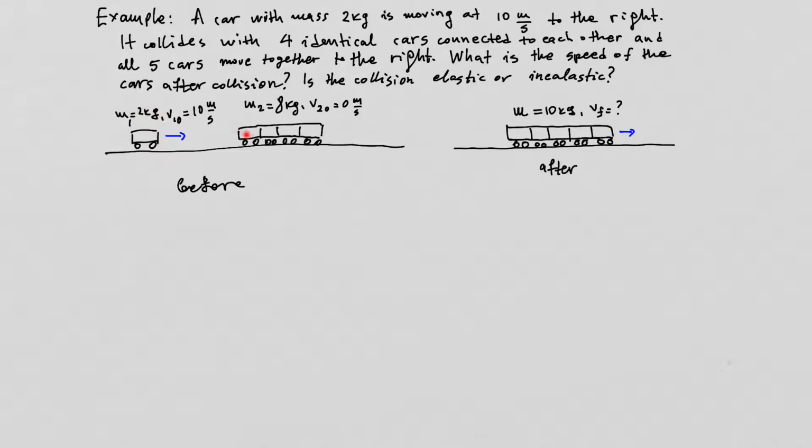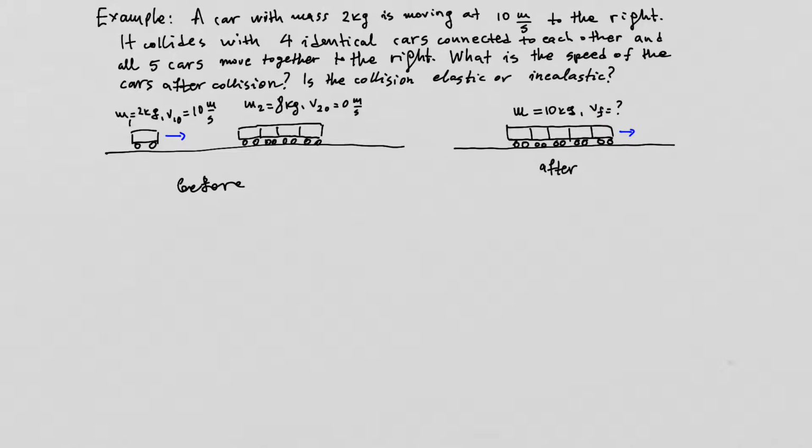The other 4 cars with combined mass of 8 kilograms are stationary, so their initial velocity is 0. After the collision, the mass of the entire system, the mass of the 5 cars together, is 10 kilograms, and we want to find the velocity after collision.